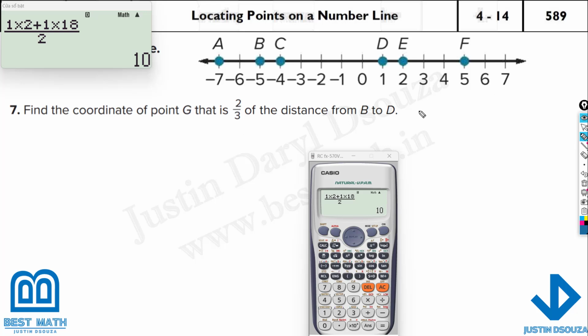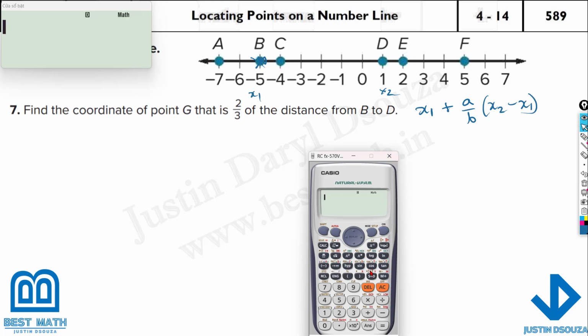The formula changes. It's the first point, whichever point they mentioned first, x1 plus the ratio. A by b is the ratio here given. And here it is very important, the second term. See, there'll be 2 points, B to D. So here B is x1, D is x2 minus. So this is it. Now what you do is you just put it in the calculator here.